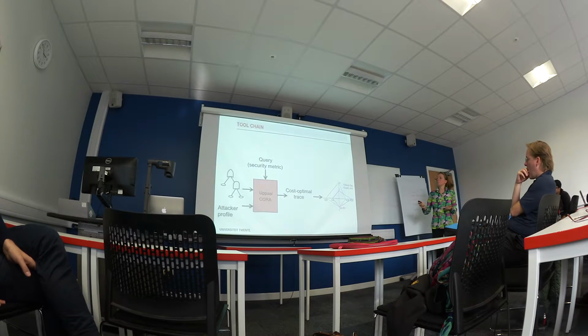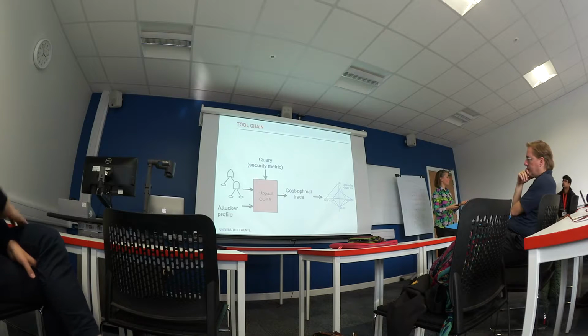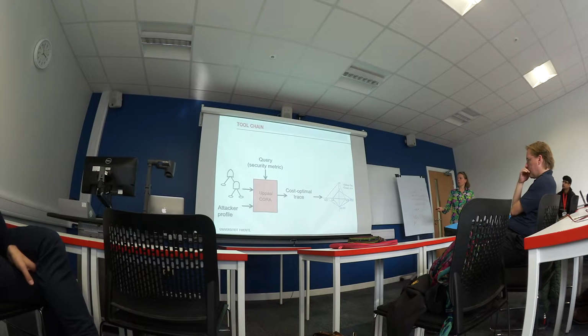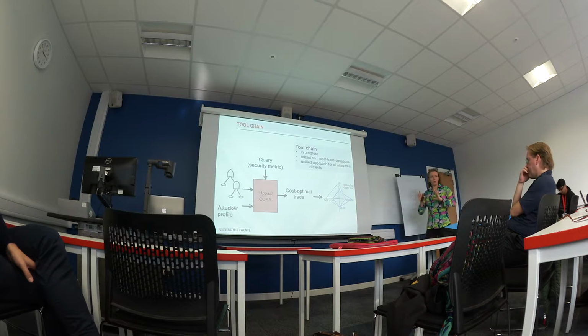So and now, as I said, what you do is you have your model, your attack tree model. Here you translate everything into those timed automata, feed it into Opal. Opal is going to give you a cost optimal trace, and then you can manually draw those pictures. The tool chain we have developed here is in progress.